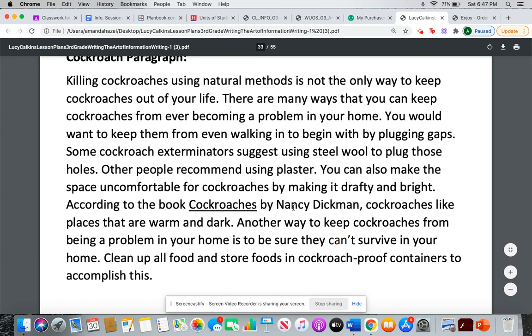According to the book Cockroaches by Nancy Dickmann, cockroaches like places that are warm and dark. Another way to keep cockroaches from being a problem in your home is to be sure they can't survive in your home. Clean up all food and store foods in cockroach-proof containers to accomplish this.